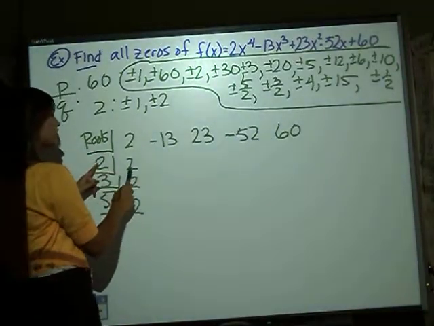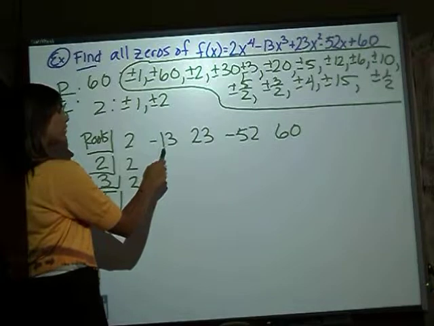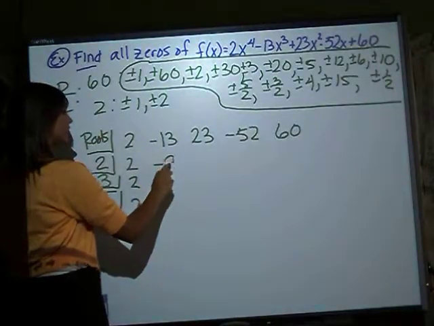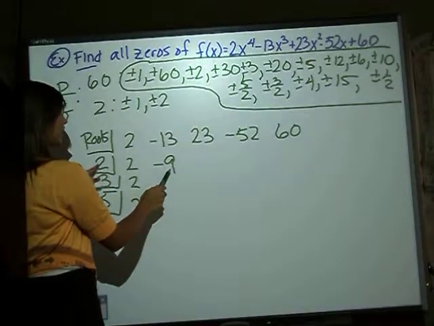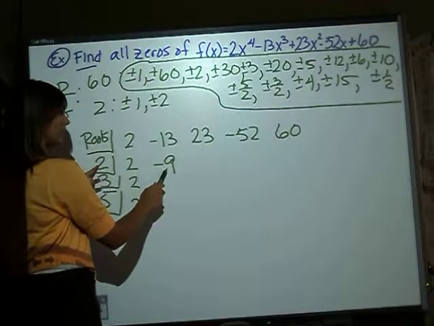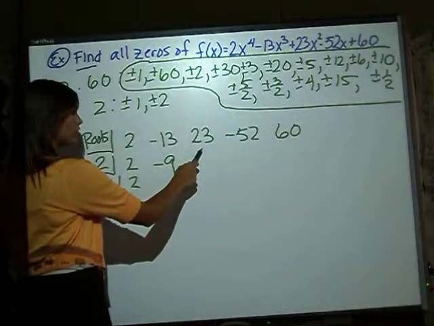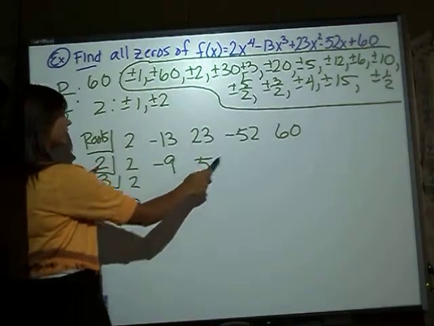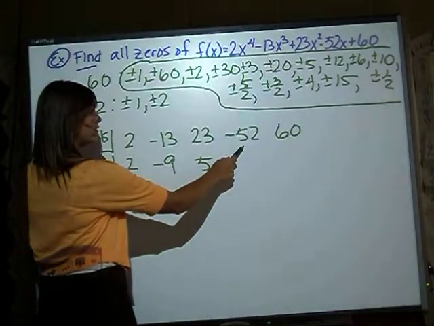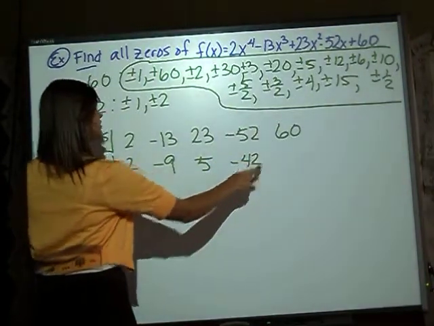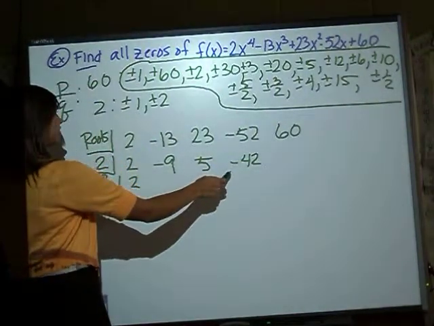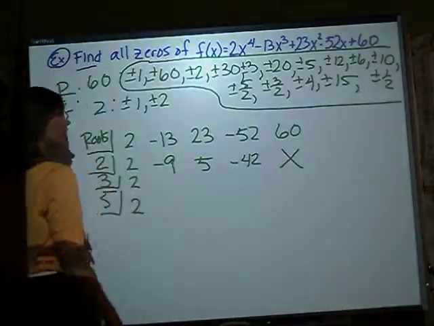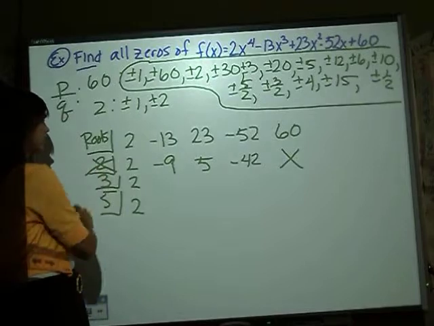So 2 times 2 is 4. 4 plus negative 13, excuse me, is negative 9. Negative 9 times 2 is negative 18. Negative 18 plus 23 is 5. 5 times 2 is 10. Negative 52 and 10 is negative 42. Negative 42 and negative 2 is negative 84, which is not 0. Okay, so that one doesn't work. So we're not using 2.